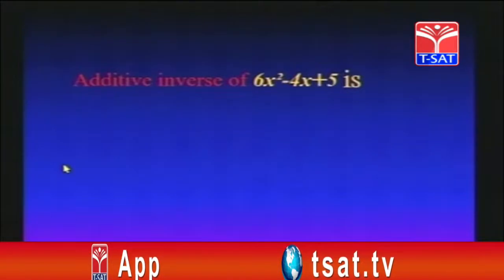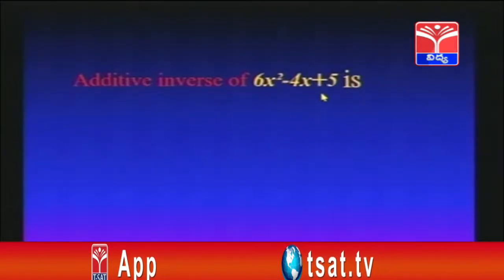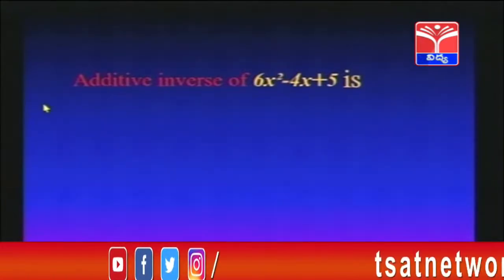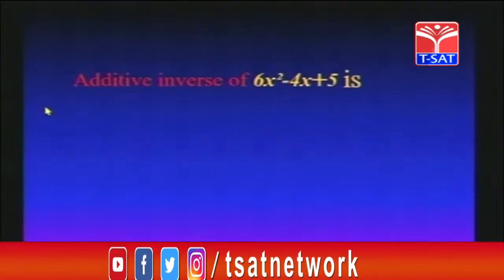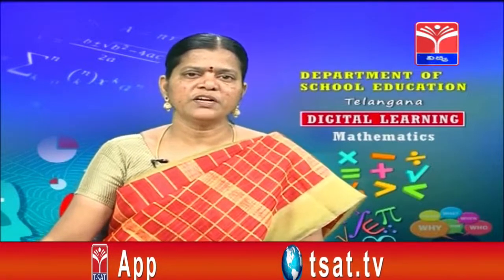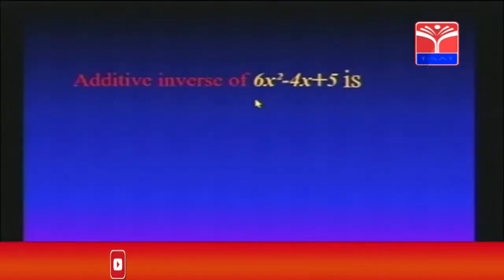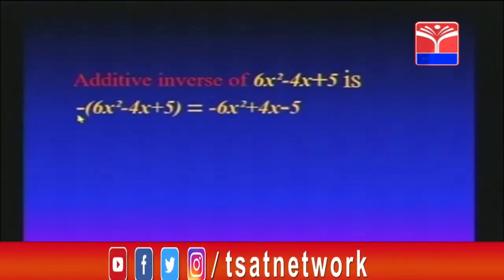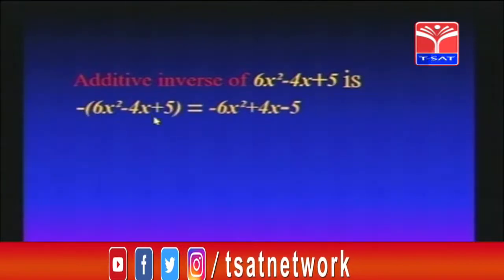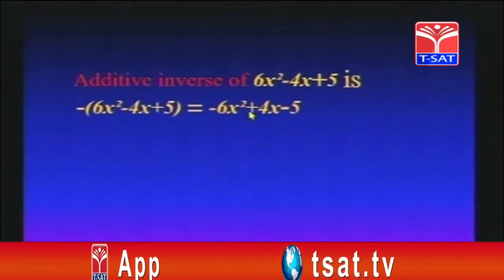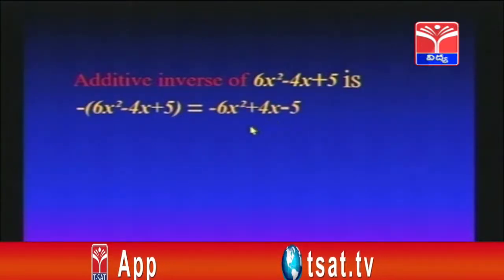Next, what is the additive inverse of 6x square minus 4x plus 5? Now you have learned in your lower classes that if you take a natural number 5 and add minus 5 to it, that is 5 plus minus 5, it is equal to 0. So the additive inverse of a positive integer is a negative integer. Now the additive inverse of this expression is the negative sign for all the terms in the expression, that is minus 6x square, here minus 4x becomes plus 4x, plus 5 becomes minus 5.